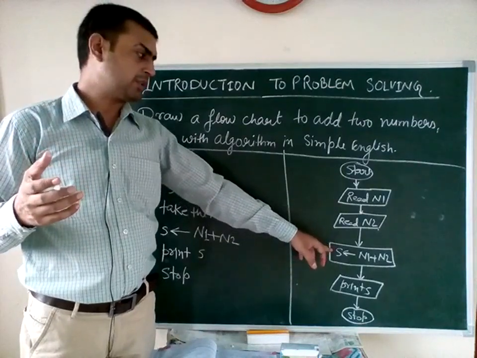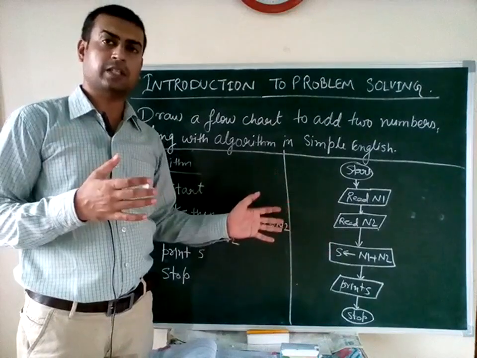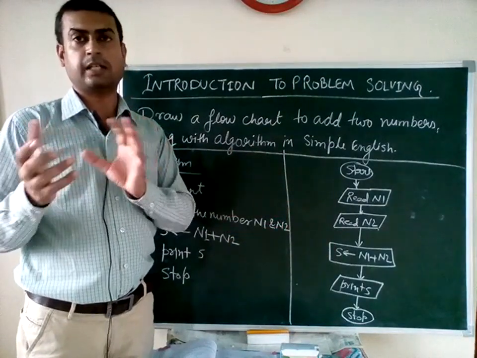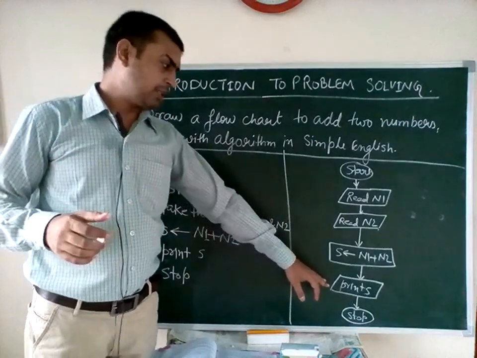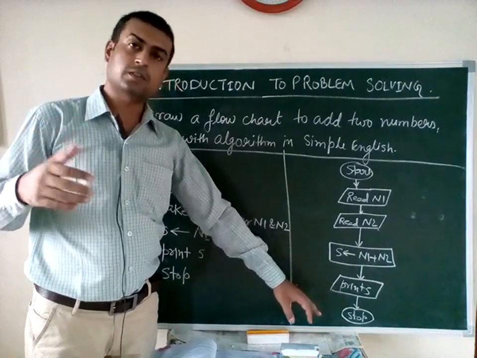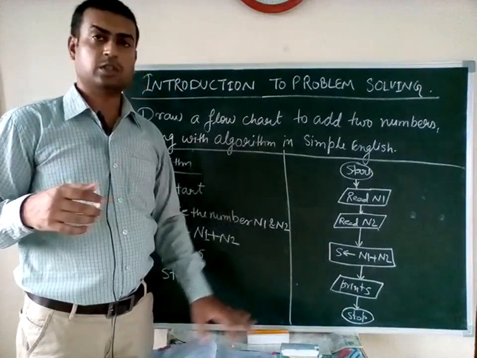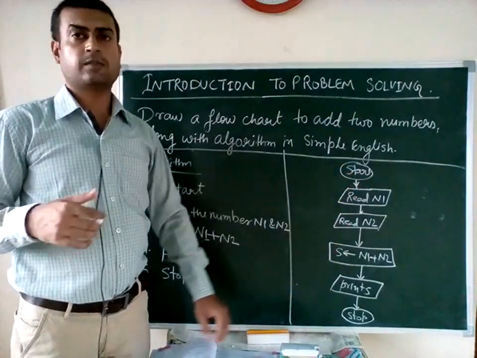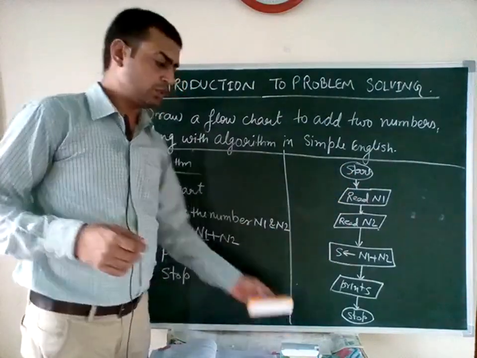So I have processed this sum variable and I have assigned the addition of the two numbers in S, and now again I have given input output, meaning this is output, print S, and then stop this program. So this is the way by which we are writing the algorithm and drawing the flow chart. I hope this is clear to you.